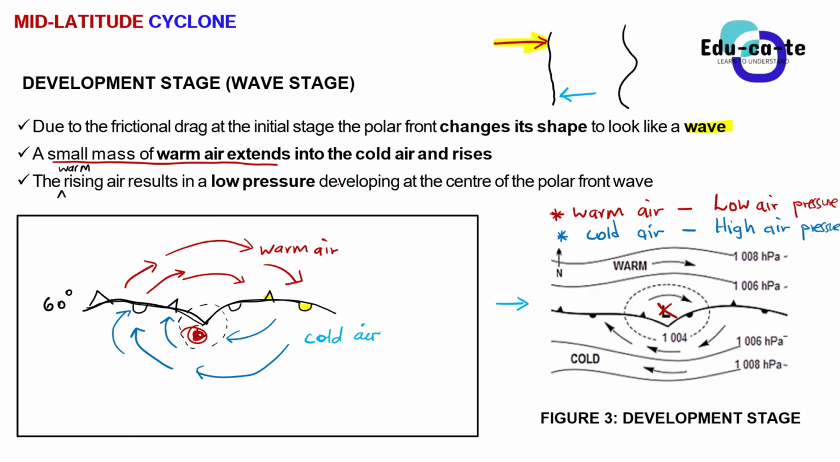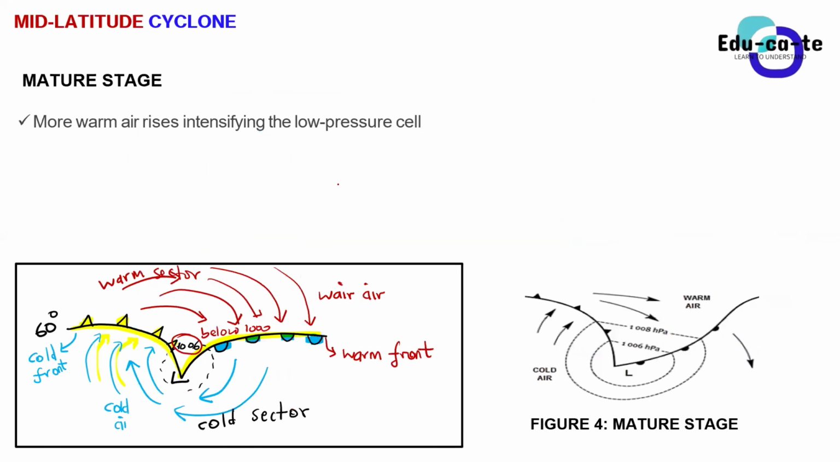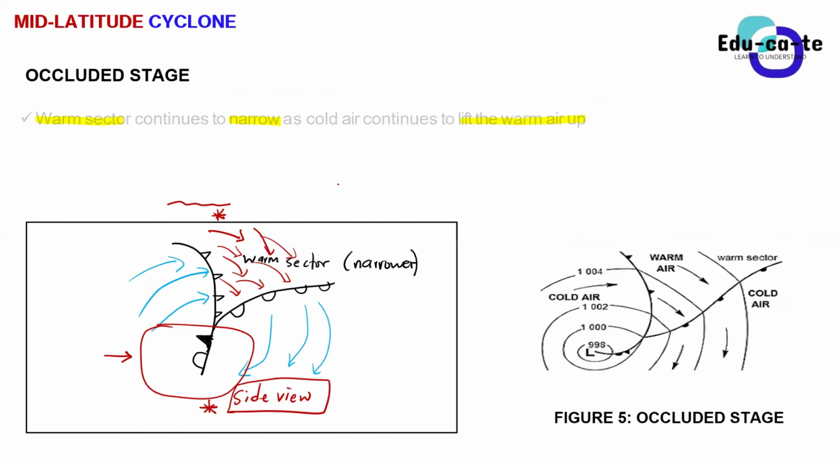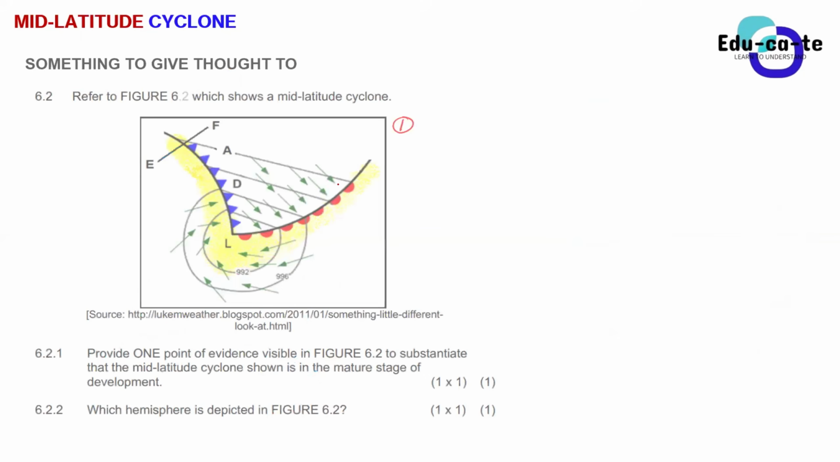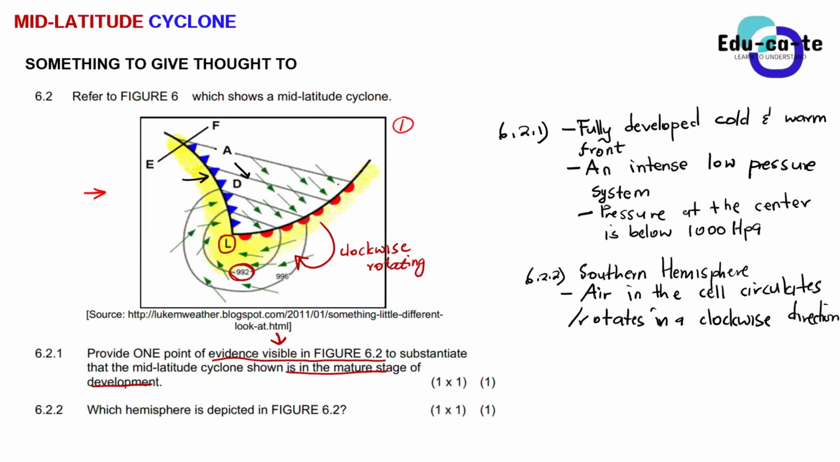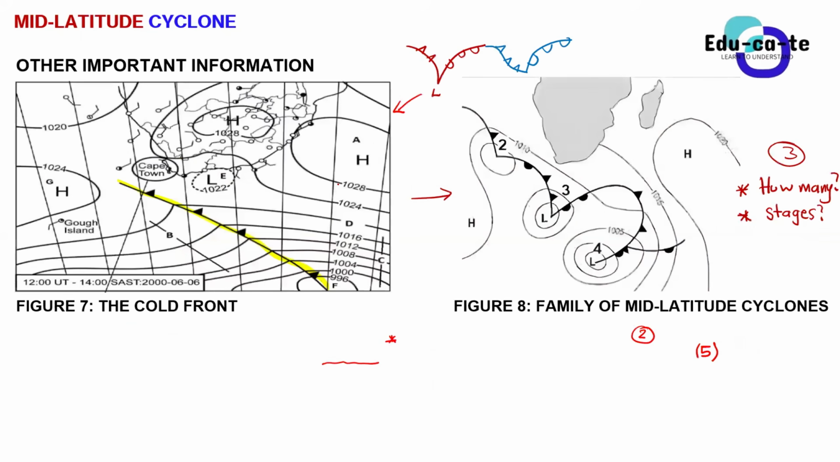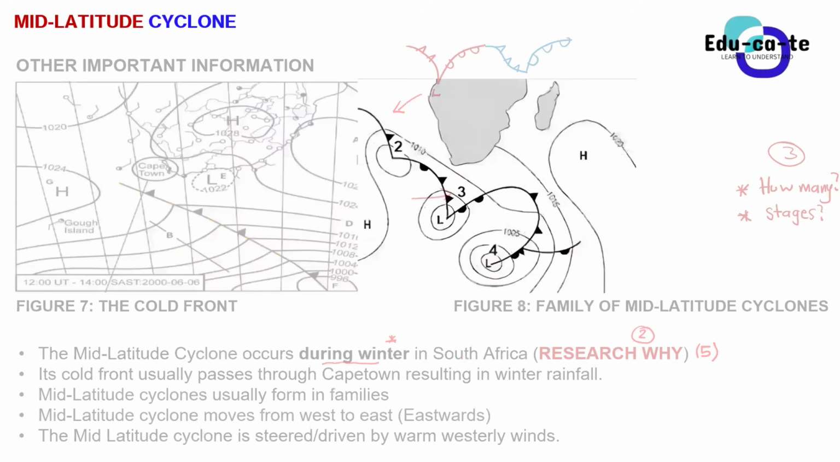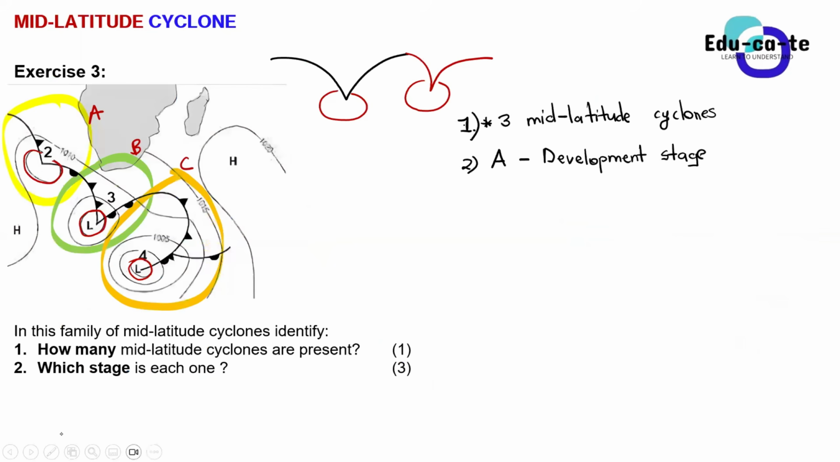So here, one of the things, there is no fully developed low pressure system. You can say that as well. That shows that it is still a developing mid-latitude cyclone. And then what about mid-latitude cyclone number B? Can I talk, sir? B, yes. It's a mature stage.